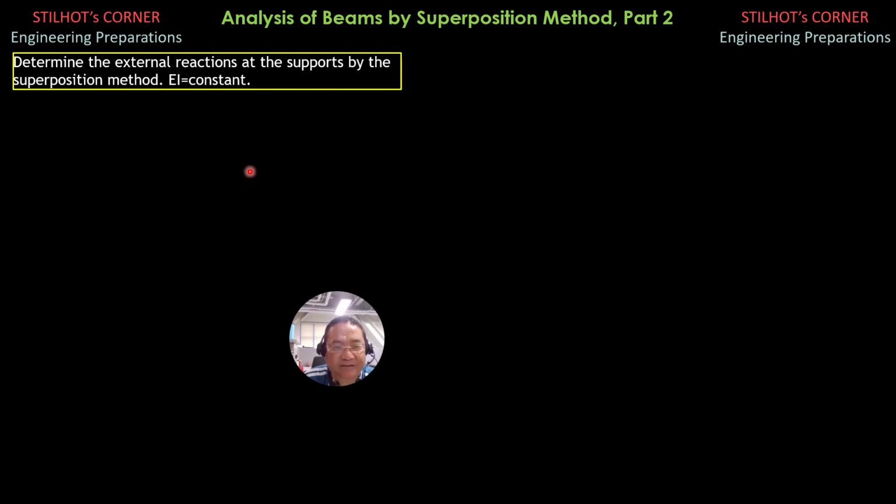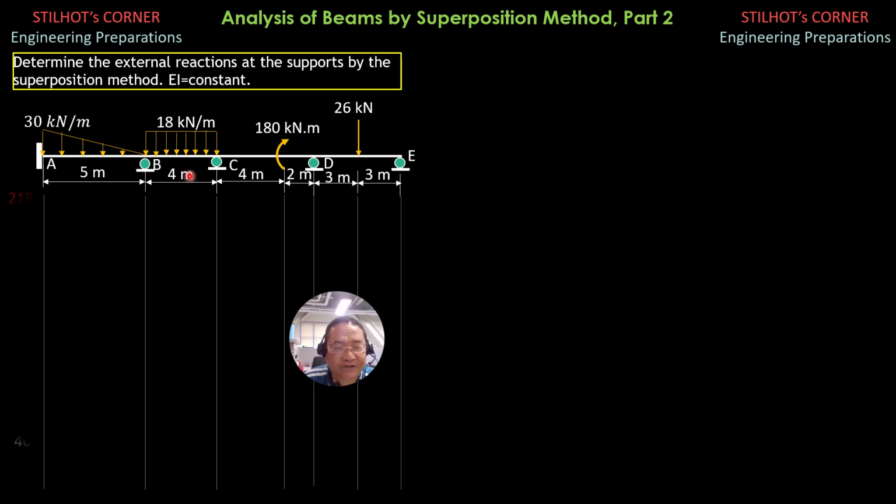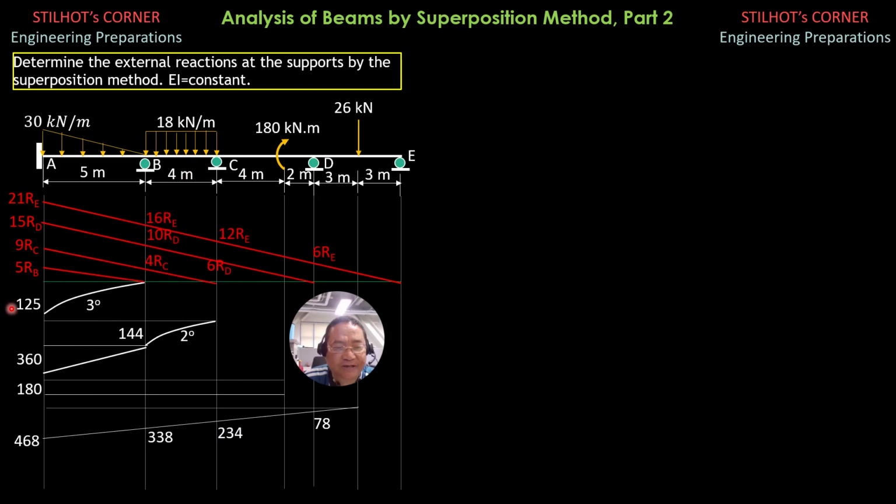EI is constant. So here is the given beam, and I want you to check the moment diagram by parts for its loading and for the reactions. So for the loading, for instance, for this loading here, 1/2 of 5 times 30 times 5/3 is 125, and it is a third degree curve. For 18, we have at B, 18 times 4 times 2 is 144, second degree.